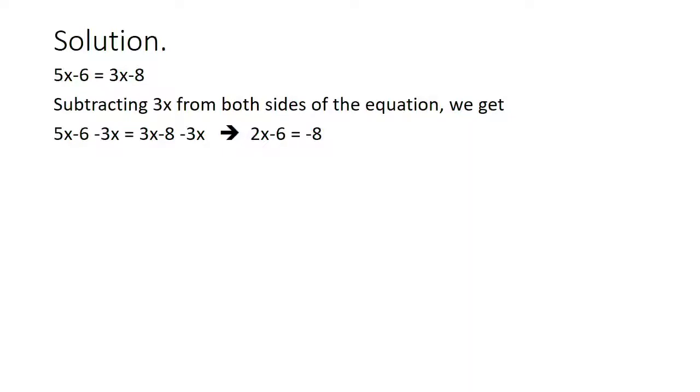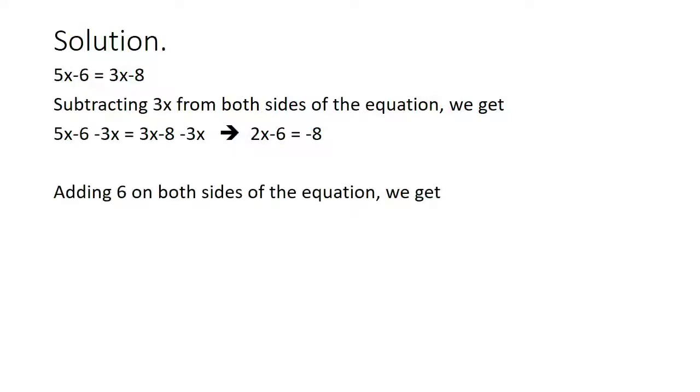And therefore we add 6 on both sides of this equation, and what we get is 2x minus 6 plus 6, while on the right hand side you have negative 8 plus 6. What you get on the left hand side then is that negative 6 plus 6 will give you 0, and you are only left with 2x on the left hand side, while on the right hand side you have negative 8 plus 6, that should give you negative 2.